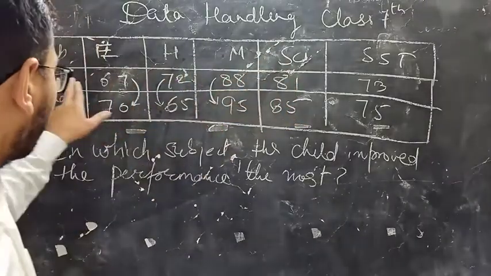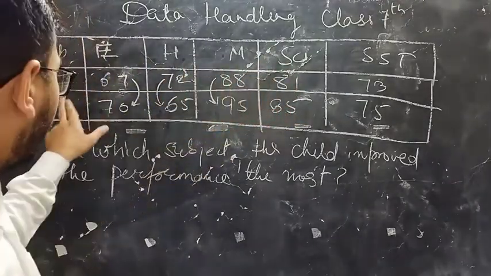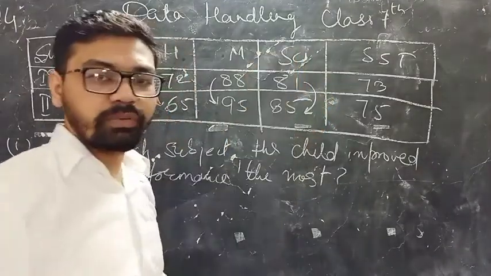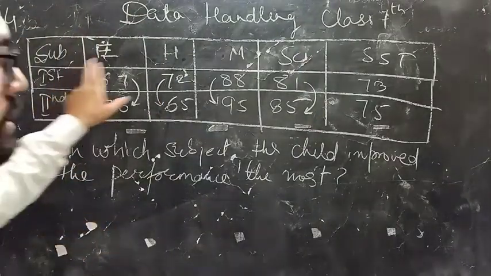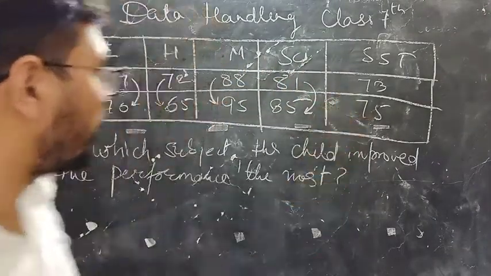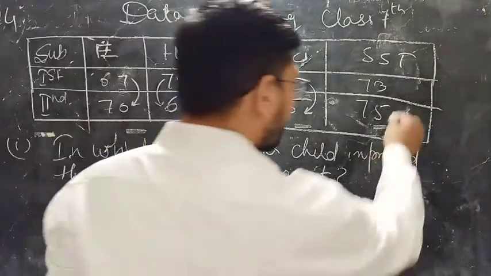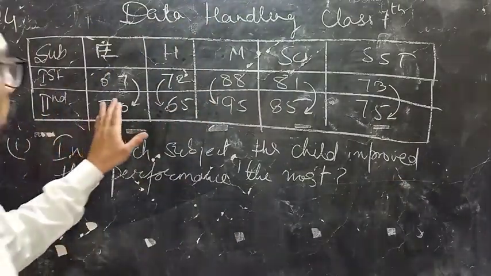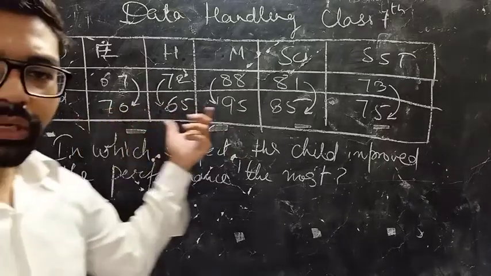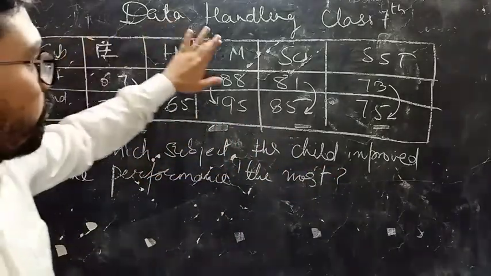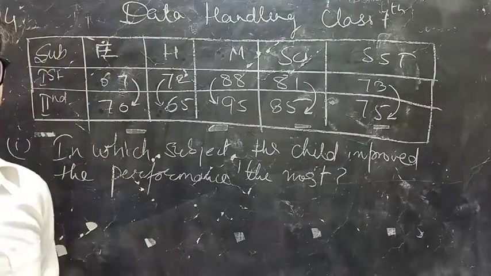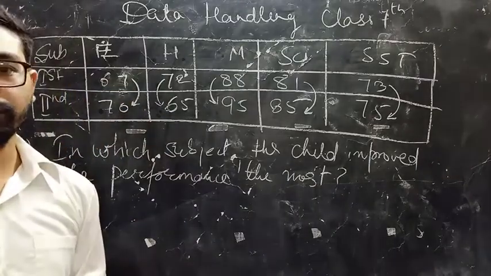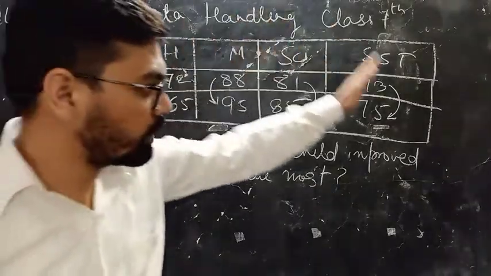Then in science, in the first term he got 81 marks, and in the second term he performed well and got 85 marks. That means again there is an improvement in his performance, right? Then in the first term in SST, in social science, he got 73 marks, and in the second term he improved and got 75 marks. So, as a very vague idea, the conclusion you can draw from here is that in English, Maths, Science and SST the student performed well, but only in Hindi his performance goes down. Right? So in this way you read this data.